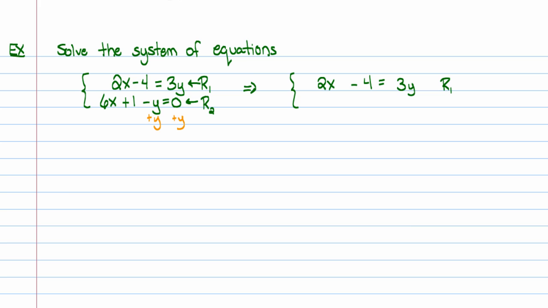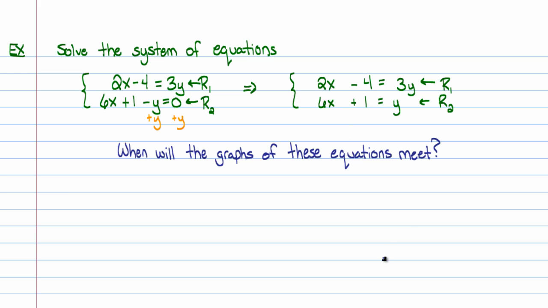And when I do that, I will get 6x plus 1 is equal to y. That's what row 2 is. Now row 2 only changed in looks, but it really is the same row. All I did was move that y to the other side. What's important to note here is that I want these two equations, or the graphs of these two, to meet up. So let's ask ourselves a question.